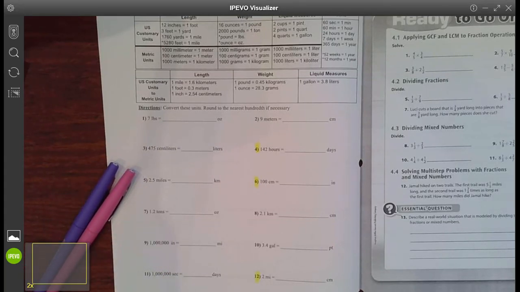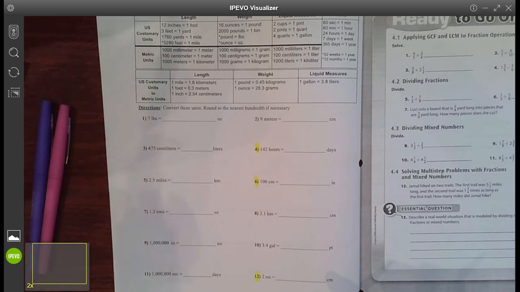Today I'm going to help you get started on your converting between measurements homework. I'm going to start by doing 4, 6, and 12 with you. Remember, please show your work. No work equals no credit, even for the ones that we do together.